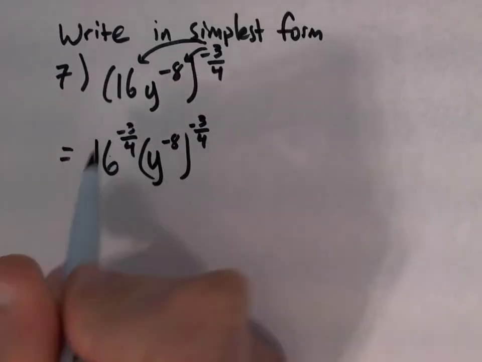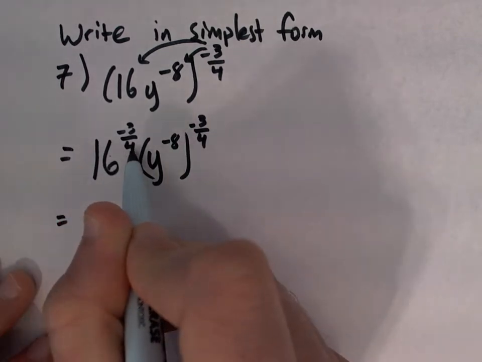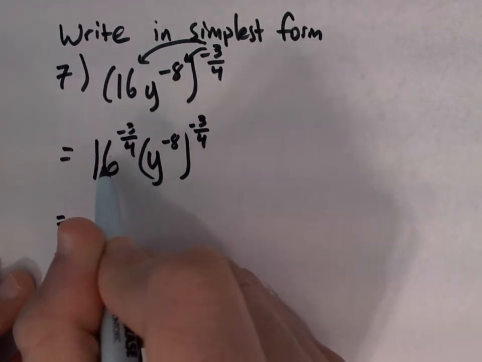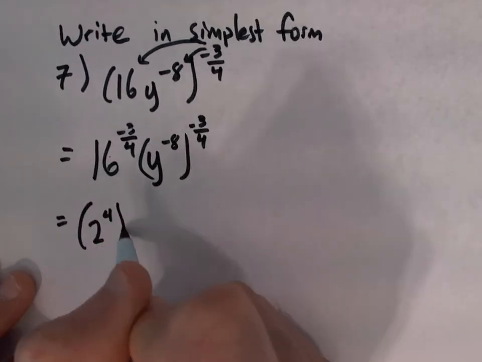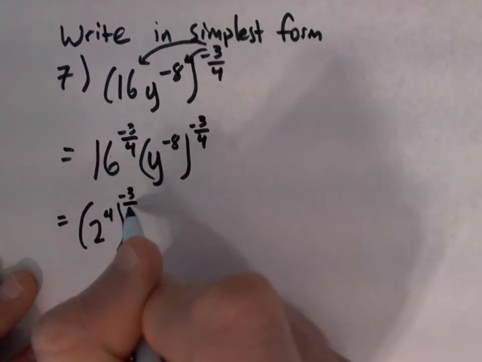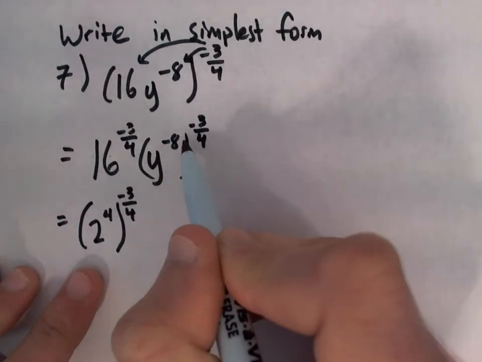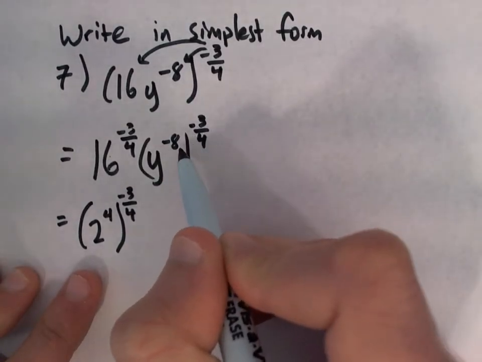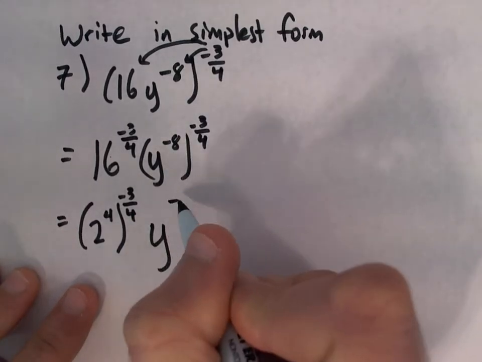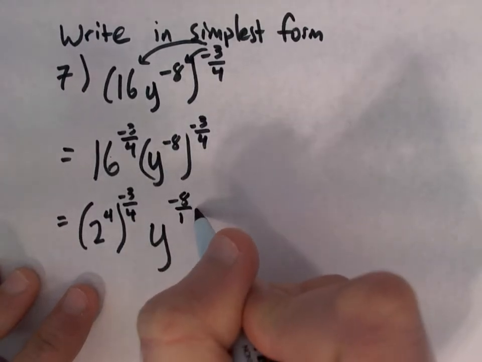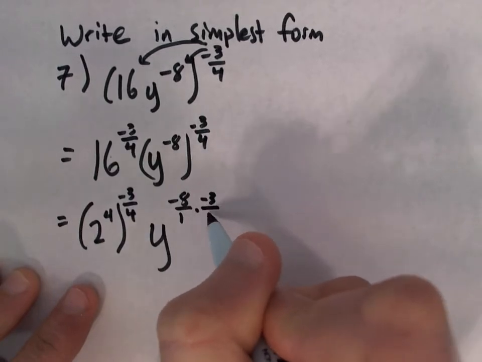I like my rewriting method, method 2, so I'm going to rewrite this to work out with the 4. So I need to rewrite 16 as something to the 4th power. Well, that's 2. 2 to the 4th power to the negative 3/4. Okay? And these, I can simplify. Power to a power means you multiply. So let me just write that out. What's going on here? If you're confused, just write it out. Negative 8 over 1 multiplied by negative 3 over 4.